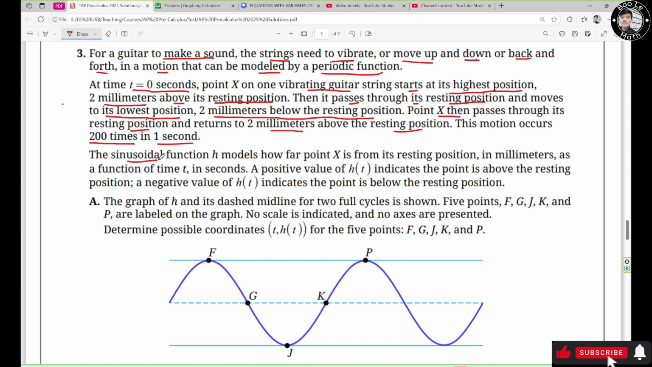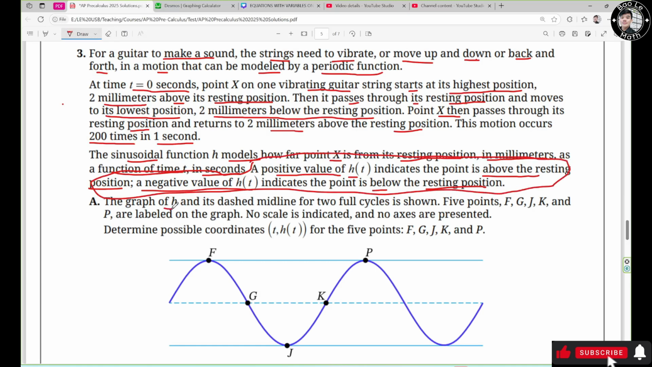The sinusoidal function h models how far point S is from its resting position in millimeters as a function of time t in seconds. A positive value of h of t indicates the point is above the resting position. A negative value of h of t indicates the point is below the resting position. So this information is extremely important.